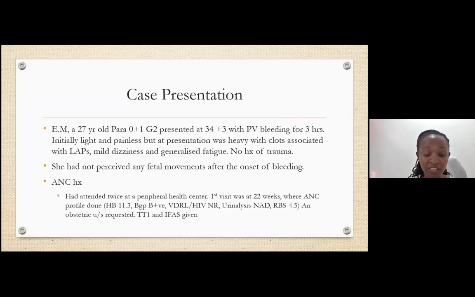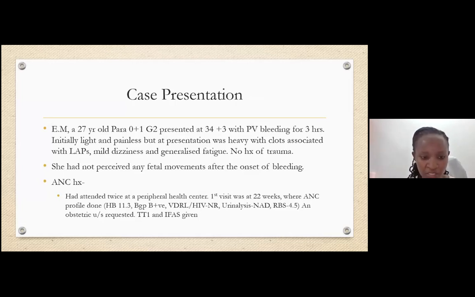EM was a 27-year-old para 0 + 1 gravida 2 who presented to the facility at 34 weeks and 3 days with a pervaginal bleeding that had been there for 3 hours. Initially, the bleeding was light and painless, but at the time of presentation, it was heavy and with clots associated with low abdominal pains, mild dizziness, and generalized fatigue. She had no history of trauma. She had not perceived any fetal movements after the onset of bleeding.